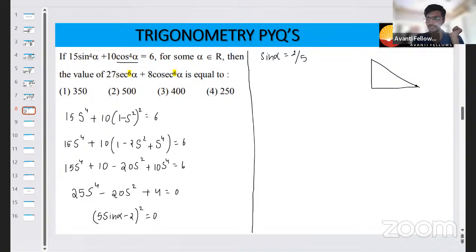That means if we write triangle, so 2, 5, ये क्या होगा 25 minus 4. So root 21. Right? Opposite hypotenuse adjacent. 4 plus 21, 20. Yeah. So what will be sec alpha? Hypotenuse upon adjacent. And what will be cosec alpha? 5 by 2. I hope I am correct.